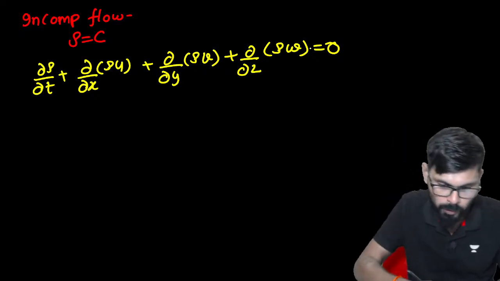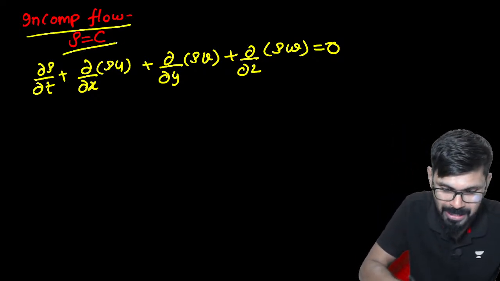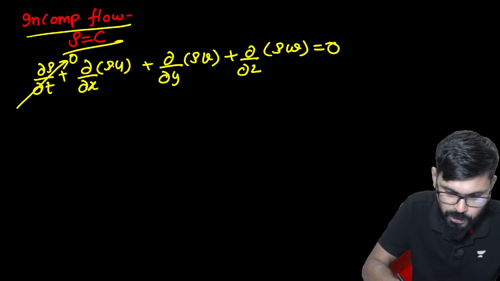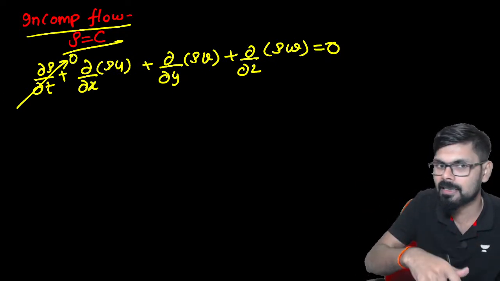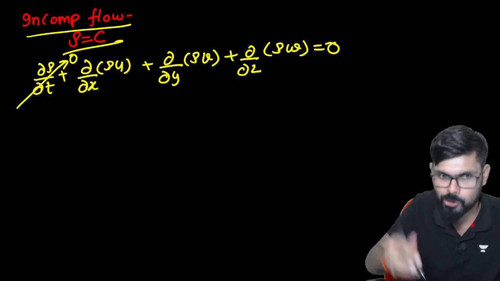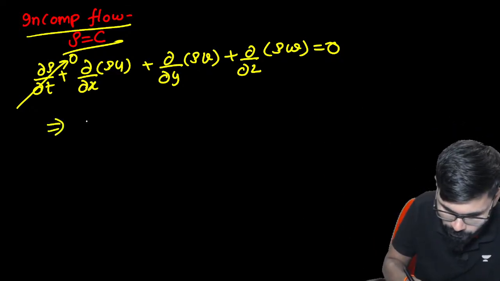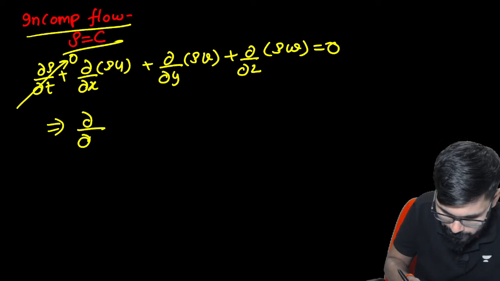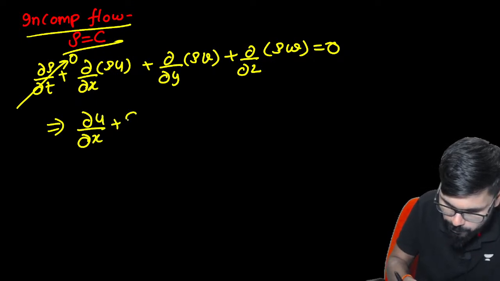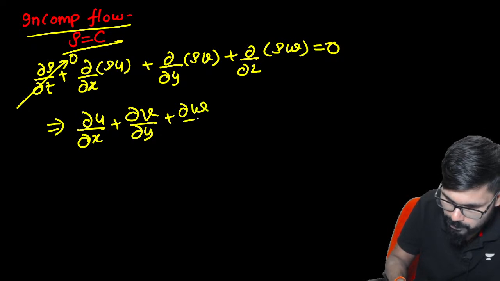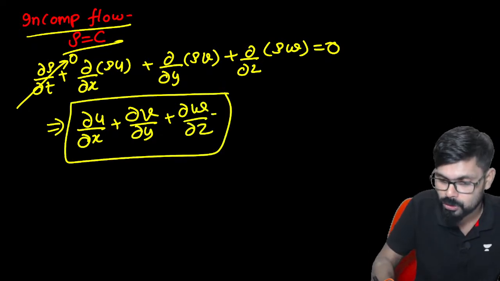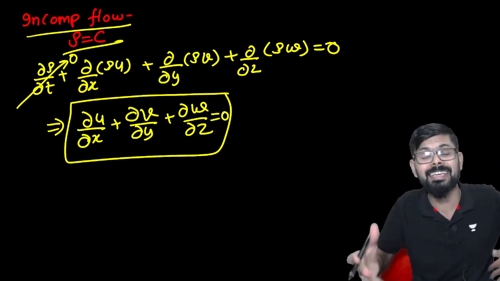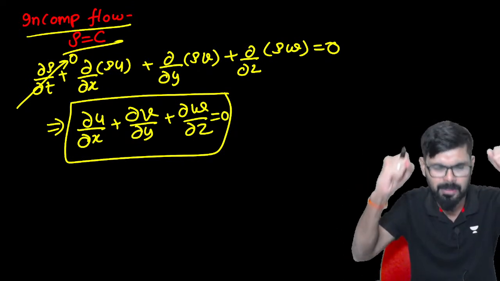Clear? Now we are talking about rho being constant. If rho is constant, this term will be 0 and rho will be common here. Common means it will come out of the differential, and then it goes to the other side, which is 0. So basically you will get dou u by dou x plus dou v by dou y plus dou w by dou z. This is the continuity equation which is most important for us. Why? Because we are dealing with incompressible flow, right?